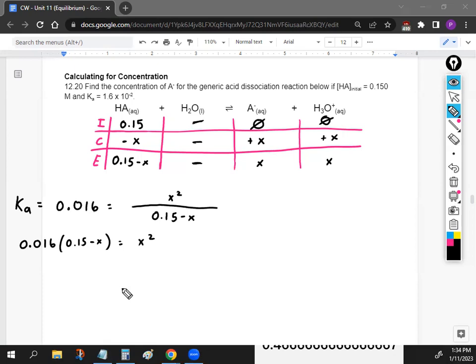So far, so good, everybody? The numbers are getting uglier and uglier, right? Okay, so we've got to distribute. So we'll get 0.0024 minus 0.016 X, and that's equal to X squared.